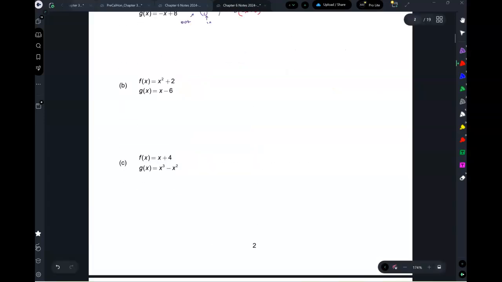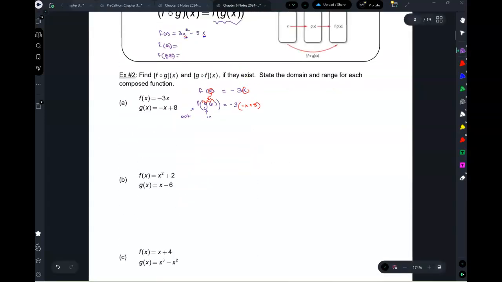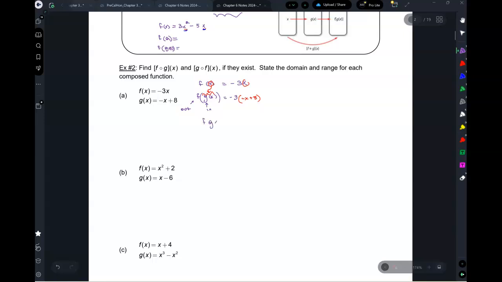So now f of g of x is 3x minus 24. Okay, 3x minus 24, this is a linear function. The domain is all real numbers. The range is all real numbers. And I'm good to go.